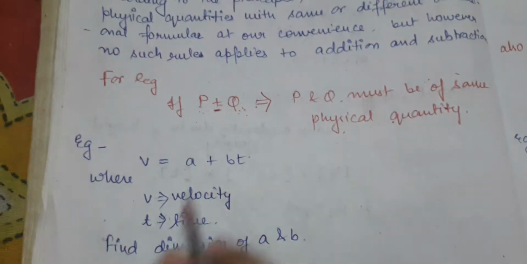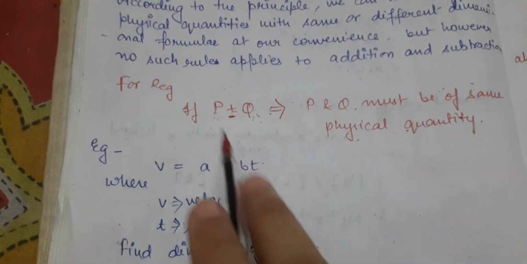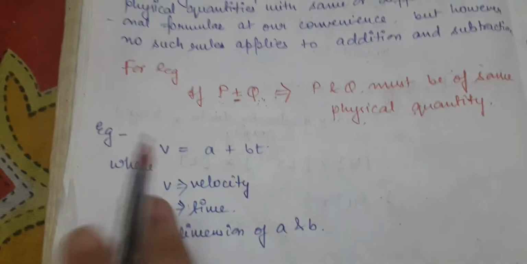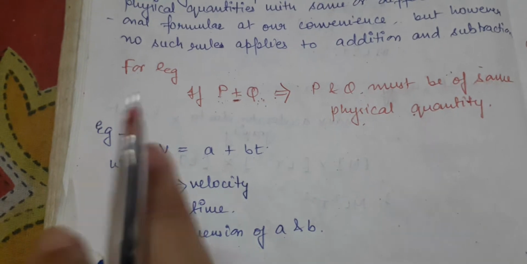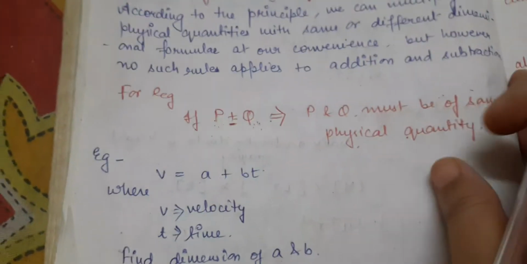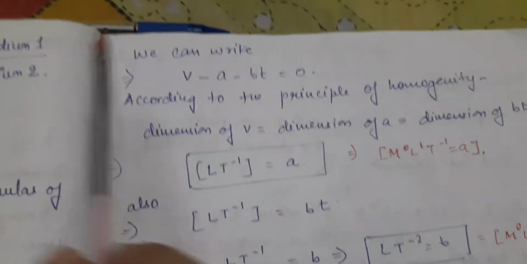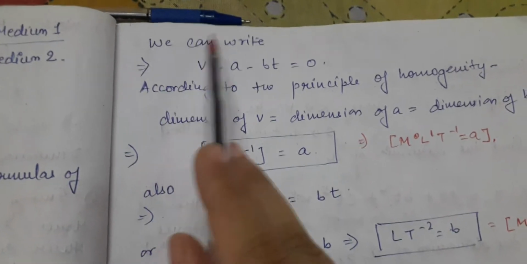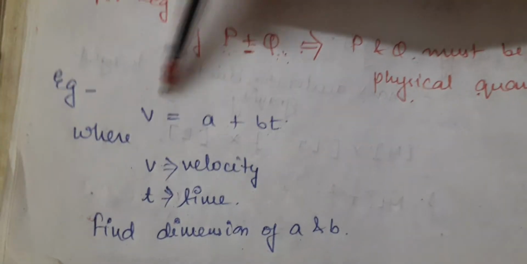Remember, we can add and subtract only those physical quantities which have the same dimensional formulas. But we can multiply two different physical quantities, it is okay. So how to solve these types of questions based on the principle of homogeneity? Let us see. What was the question? We have to find the dimensions of a and b. So what was the equation? v = a + bt.